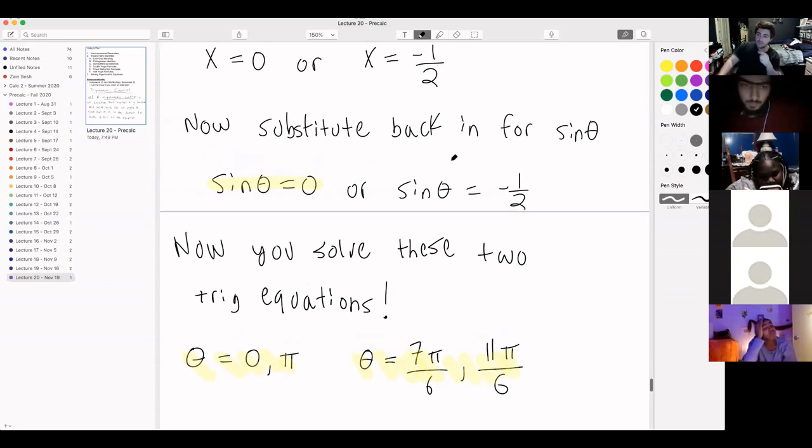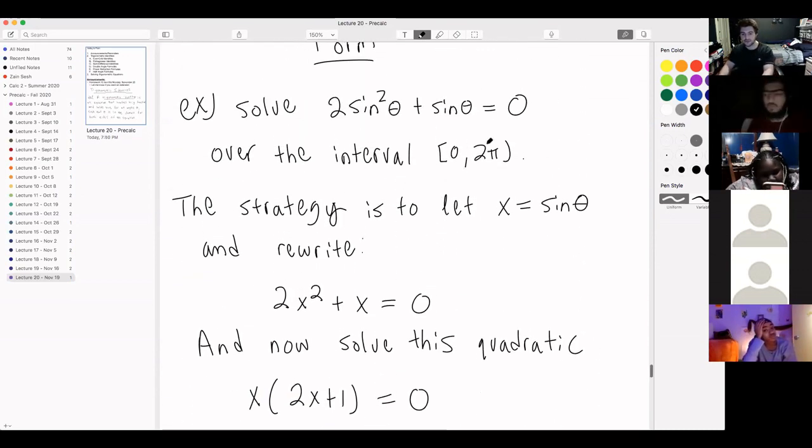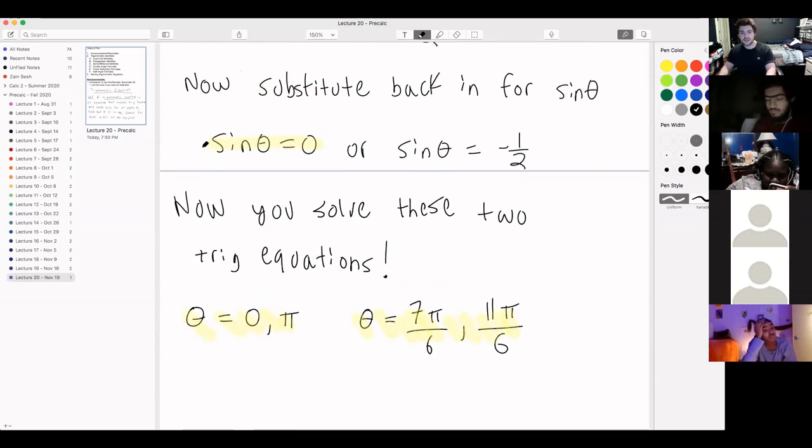We don't add 2 pi k to this because the prompt was just to solve over the interval 0, 2 pi. So we're done. So I hope you guys see these two solutions came from this guy, and these two solutions came from that guy.